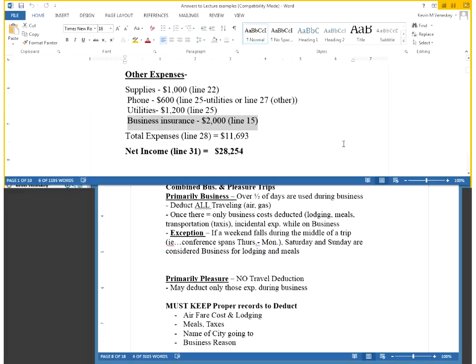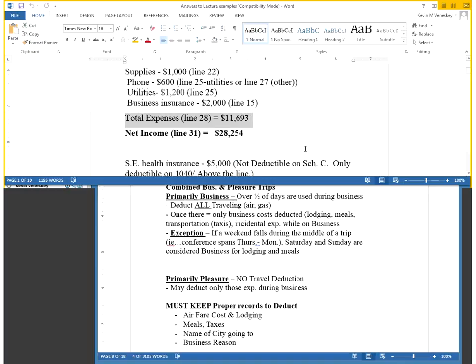We can count business insurance. You just can't count the self-employed health insurance. Notice it does say that there in line 15, insurance other than health. So when I added up all of our expenses and then subtract that from the $40,000, I would report net income of $28,000. That's what's going to get added to my tax return, and that's what I'm going to pay self-employment tax on.